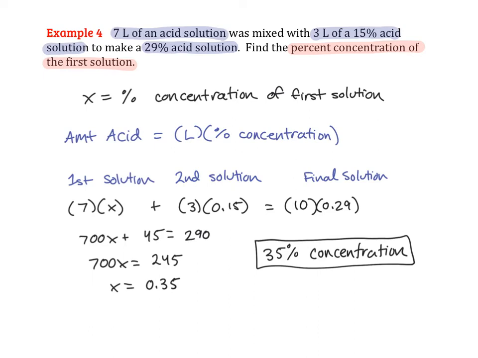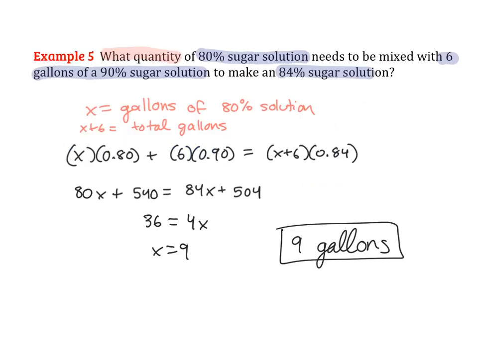Now the first thing I did was multiply both sides by 100 to clear my decimals, giving me this equation, and then I solved for x. So I got x equals 0.35, which means it's a 35% concentration solution. Again, this is going to be a common setup: total times percent plus total times percent equals total times percent. So you can use that setup for a wide variety of problems.